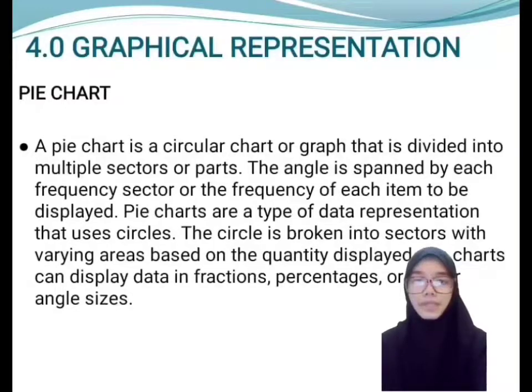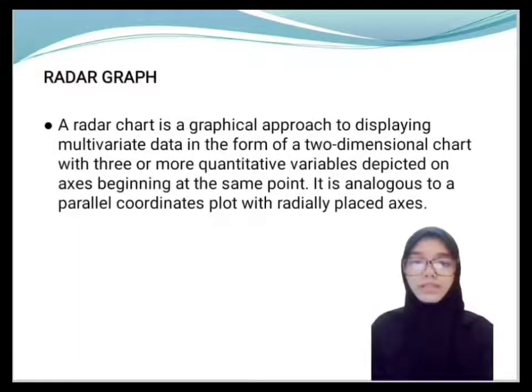4.0 Graphical representation. Pie chart. A pie chart is a circular chart or graph that is divided into multiple sectors of a pie. The angle is determined by each sector's frequency, or the frequency of each item to be displayed. Pie charts are a type of data representation that use a circle. The circle is broken into sectors with varying areas based on the quantity displayed. A pie chart can display data in fraction, percentage, or sector angle. What is a radar graph?